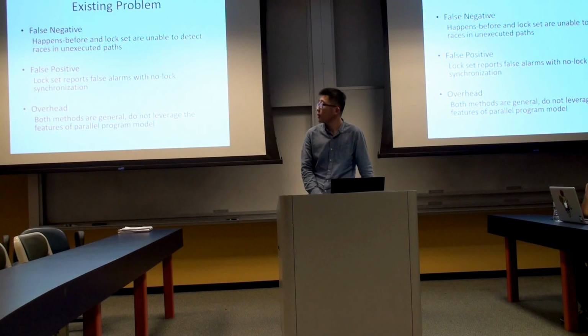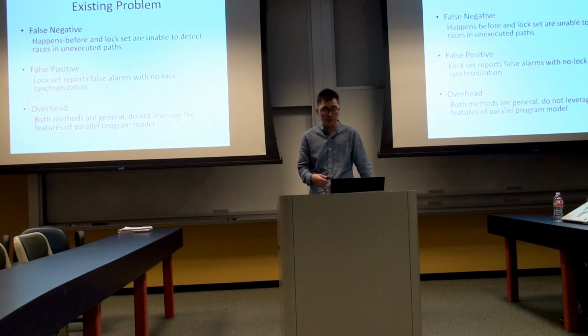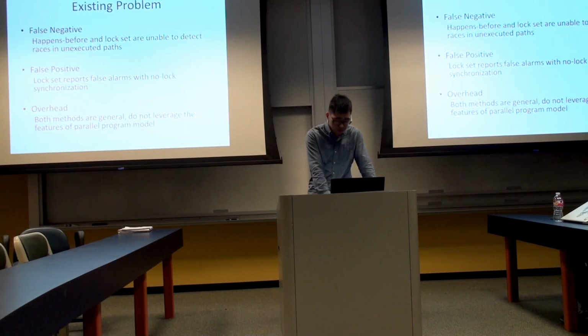Both of these have some problems. First one is false negatives, because they can only check whether there is a data race in the current interleaving. We never know what happened in the unexecuted cases. Another one is false positives. Happens-before will not have false positives, but lockset has. If you write a program with barriers and use barriers to protect the memory accesses, the program is correct, but lockset will report that there is a data race. And both of them add some overhead to the program because they need to check the runtime information.